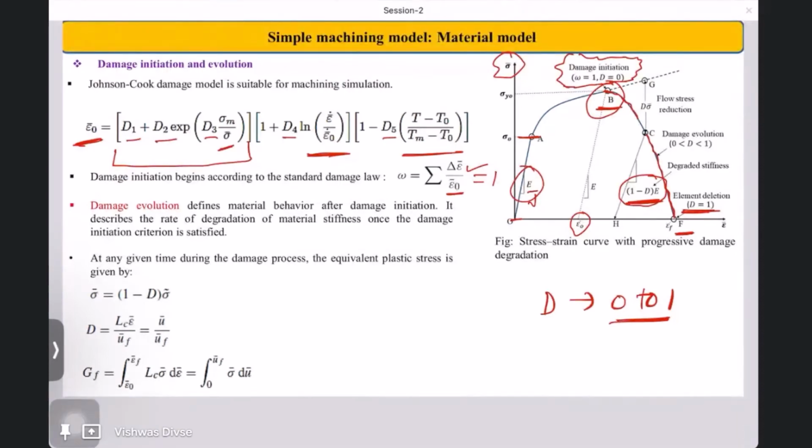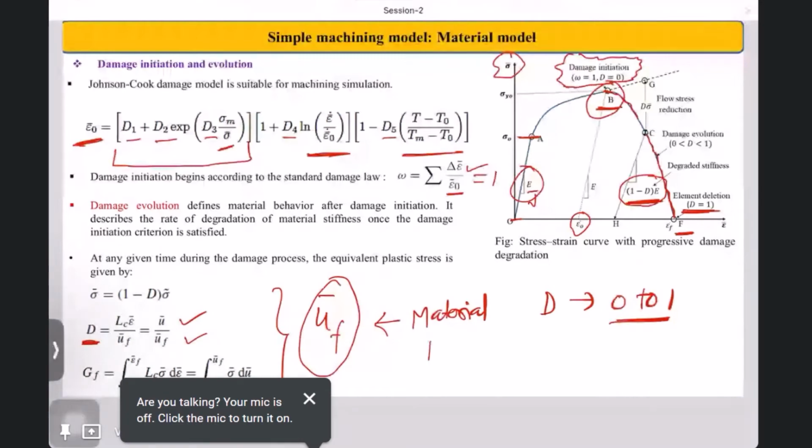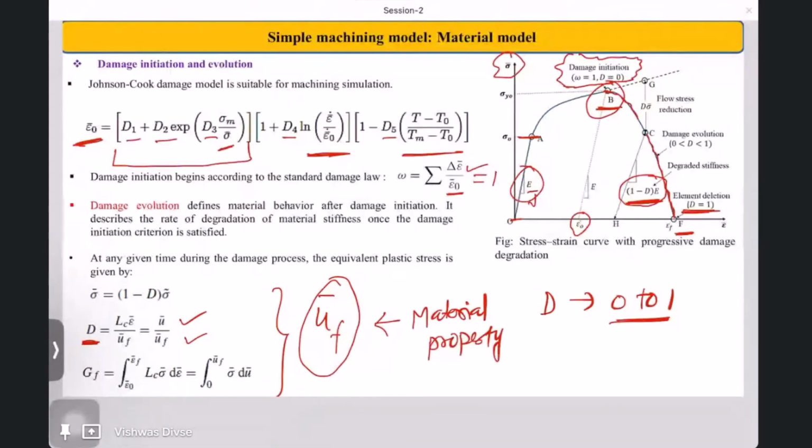At the end, your damage parameter D will take value 1, it will fully degrade the stiffness, and that degraded element will be deleted from the solution. In that way this process happens. Essential equations are noted here. How is this D calculated? So basically it is the equivalent displacement divided by the equivalent displacement at failure, U bar F. This is a material property. This is called the displacement at fracture.